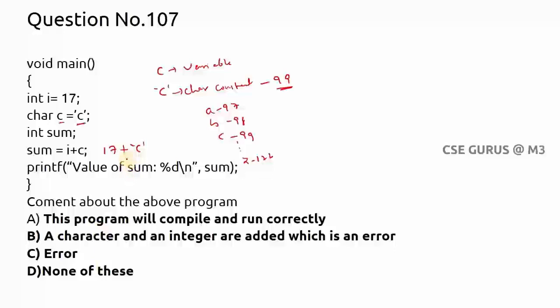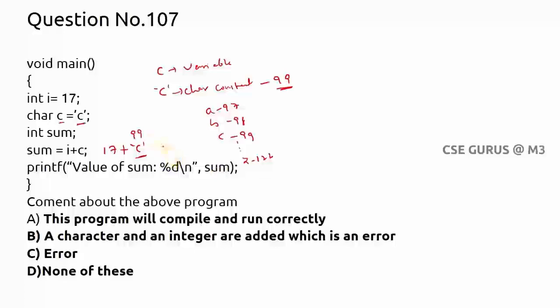Now you can observe here 17 plus C is given, one is integer and one is character. Will that addition be possible? Yes, it is possible, and that character C which has its ASCII integer value, that is 99, will be taken here automatically. We call this implicit type conversion. We are not telling the compiler to convert, but automatically it is converting your character into integer. So it will convert successfully. It will take 99 plus 17, so you may get the value as 116.